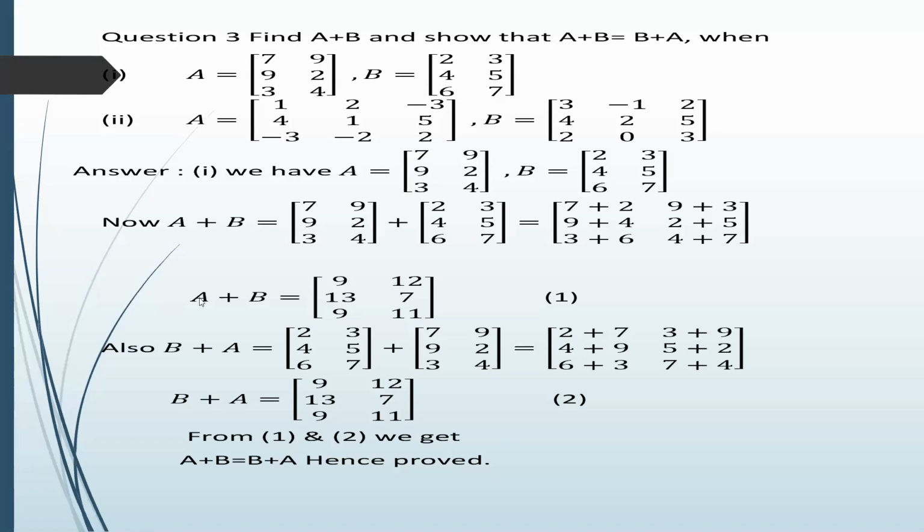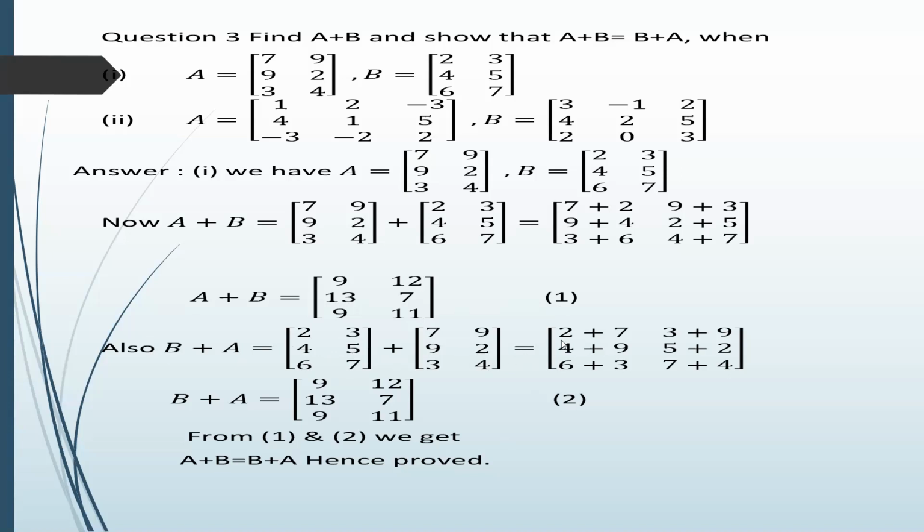This will come 9, 12, 13, 7, 9 and 11. We call this the first equation. Now we find B plus A. So here B is 2, 3, 4, 5, 6, 7 and A is 7, 9, 9, 2, 3, 4.